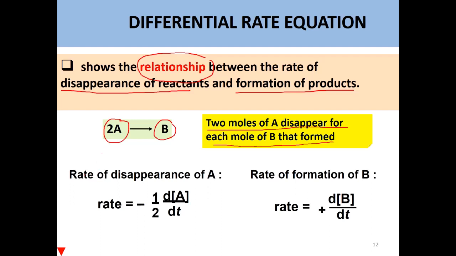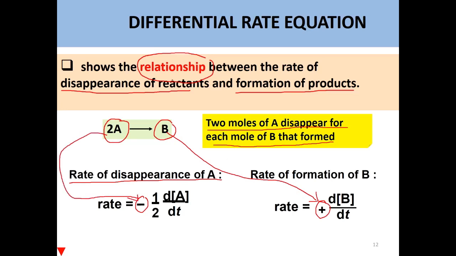Now you have to write the rate of disappearance of A. We consider A as your reactant, so for the reactant the rate will have a negative sign. And B we consider your product, so the rate will have a positive sign. This one is for B, and this one is the reactant.